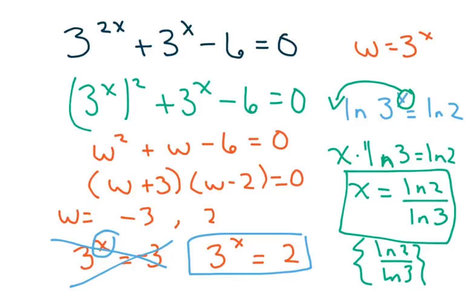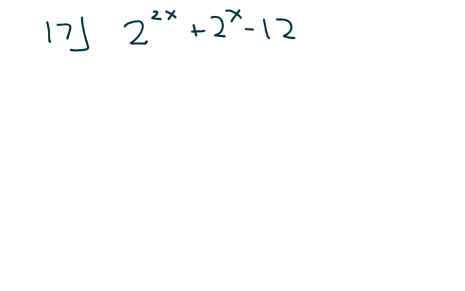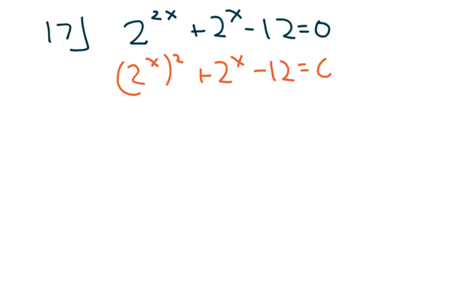Okay? Now, let's go to the ones in your book, which might be on your test. You have 17. 17 is 2 to the 2x plus 2 to the x minus 12 equals 0. If you don't want to use the substitution method after a while, you don't have to. I just like to do it because we're going to use it for the next set of problems anyway. So I'm going to rewrite this as (2 to the x) squared plus 2 to the x minus 12 equals 0. I'm going to let w equal 2 to the x.